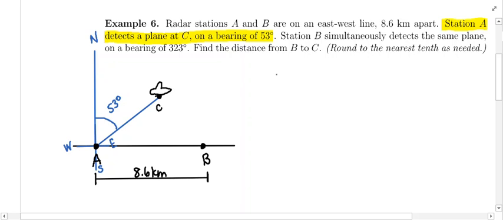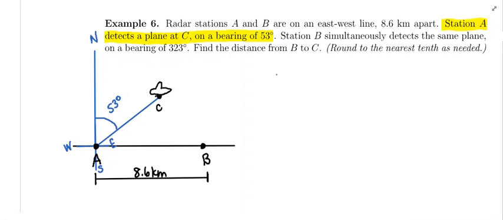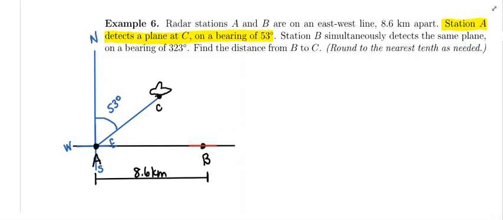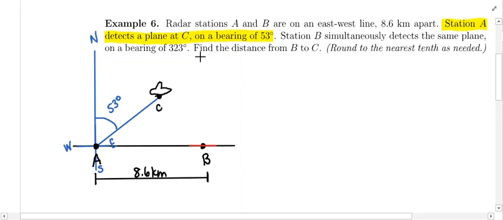Station B is also detecting this plane at the same time, but the bearing from station B is going to be 323 degrees. We're going to do the same thing, and I'm going to put it in a different color. At point B, I'm going to make a cross to represent north, south, west, and east. I'm going to make the north part a lot longer because the bearing is again a single angle, so it's relative to due north. So from point B, this is north, south, west, and east.